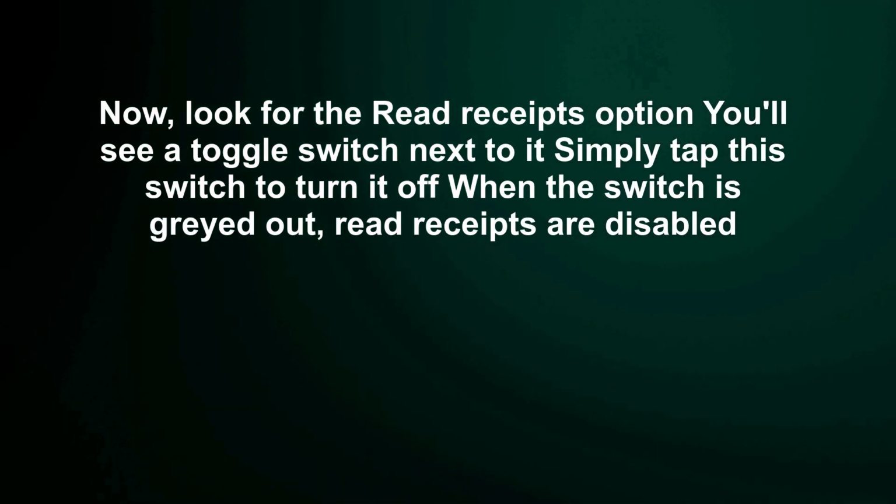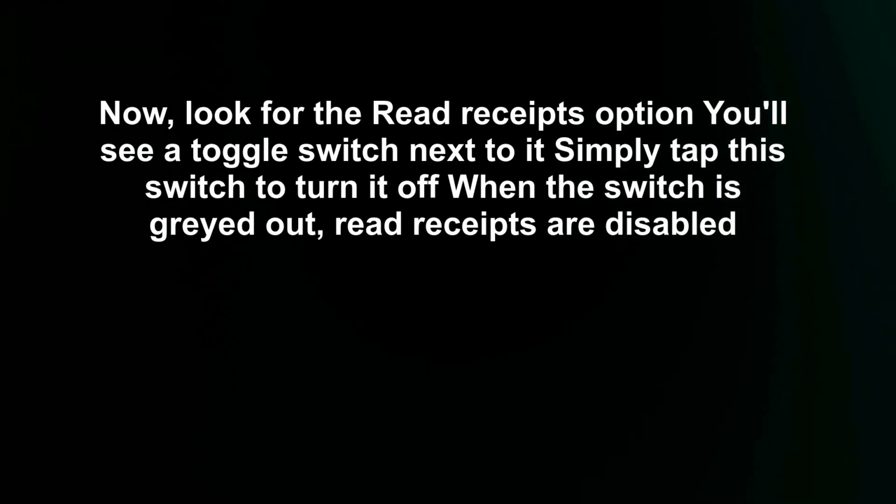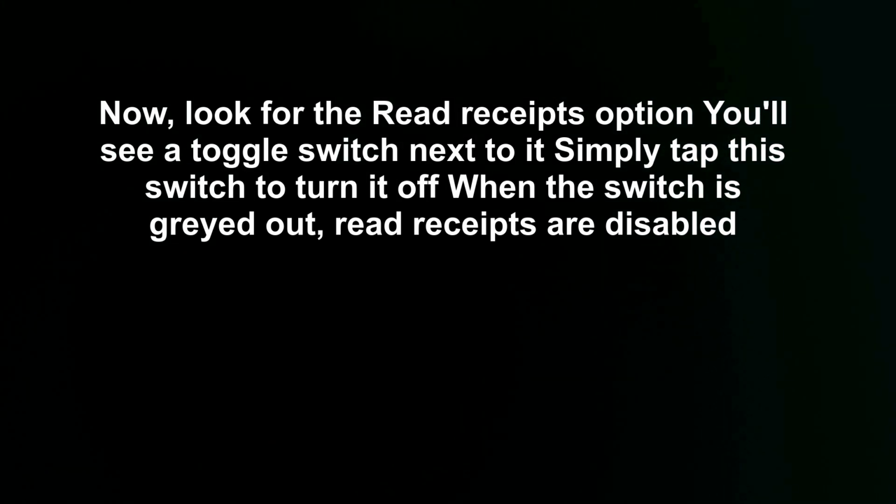Now, look for the read receipts option. You'll see a toggle switch next to it. Simply tap this switch to turn it off. When the switch is grayed out, read receipts are disabled.